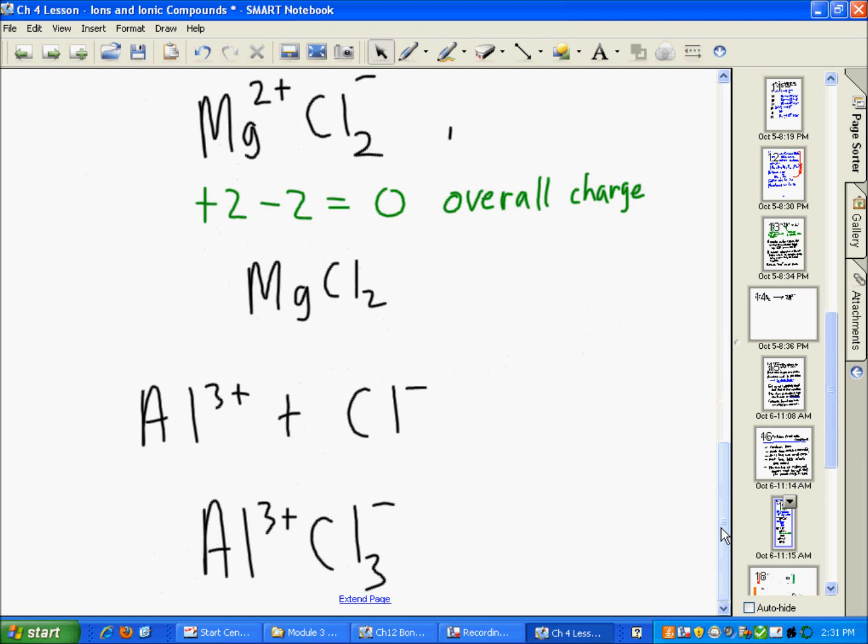And for Al3+, you have 3 positive charges. With Cl-, because Cl- only has 1 negative charge, you actually need 3 Cl- to cancel out the 3 positive charge in the Al.